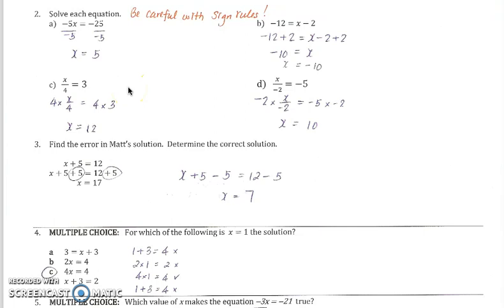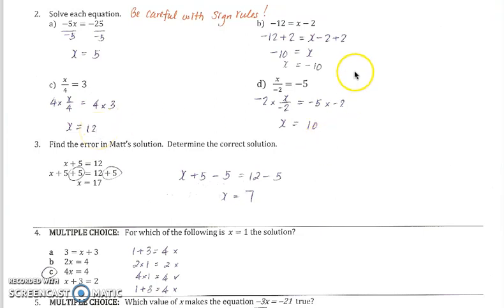C. X over 4 is equal to 3. Remember, over means divide. So to now isolate x, I need to undo the division by multiplying both sides of the equation by 4. So when I multiply 4 on the left side, I have x left. Equals, when I multiply the right side, 3 by 4, I get 12.